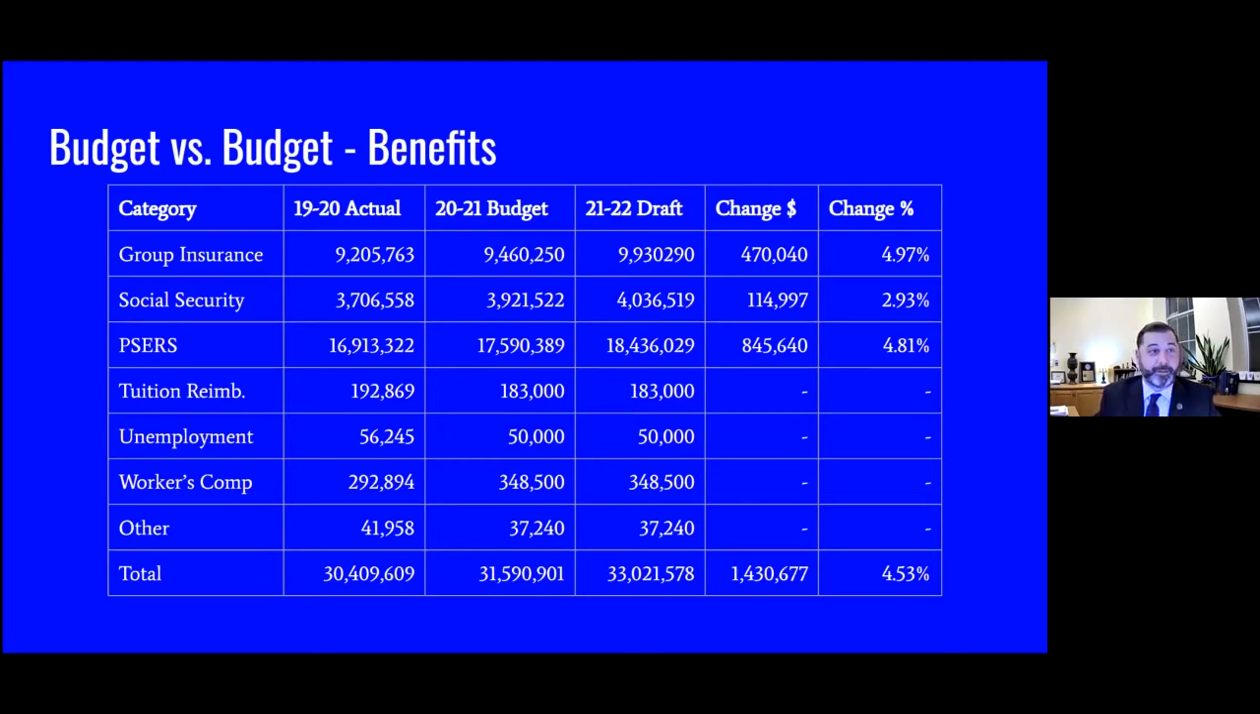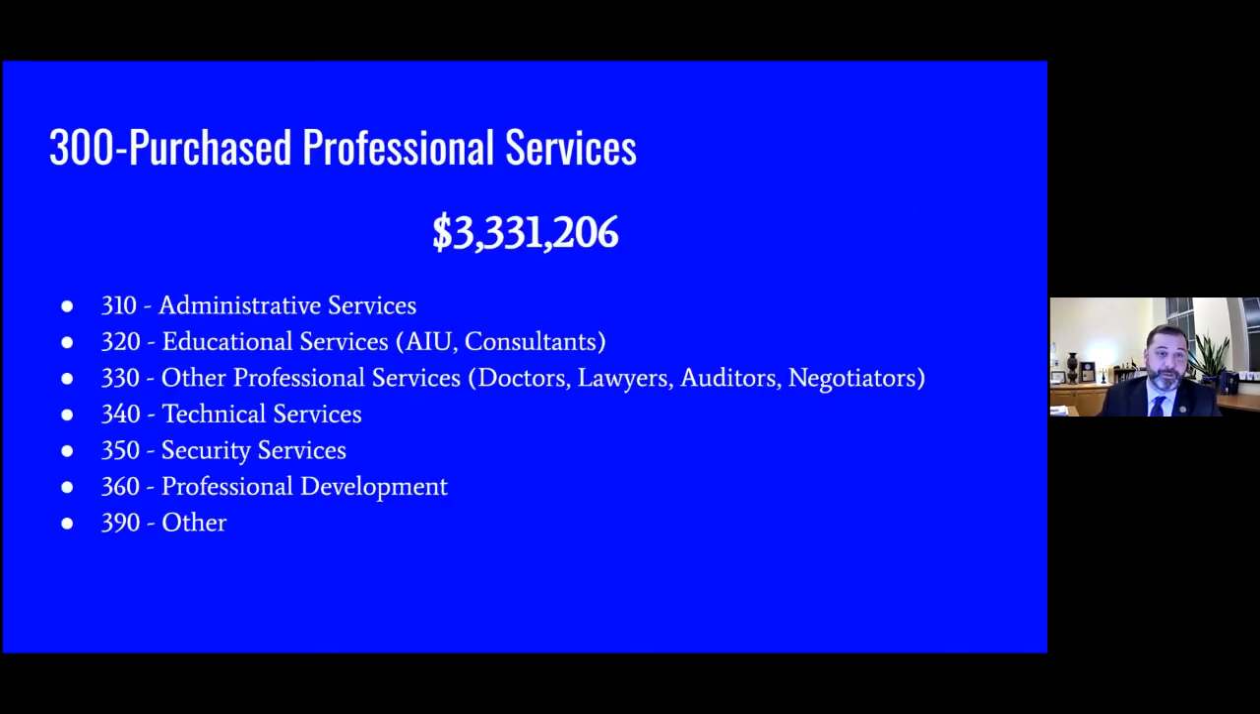Now we'll talk about some of the other categories. These are kind of the ones that we do have some control over outside of our salaries and benefits. Our purchase professional services, just over $3.3 million. Administrative services, educational services, that's AIU and consultants. We have doctors, lawyers, auditors, and negotiators that we need to pay yearly. Some technical services, security services, some professional development make up that 3,000 category.